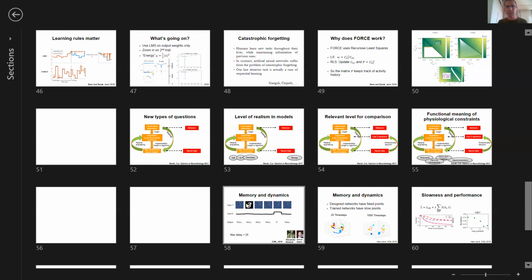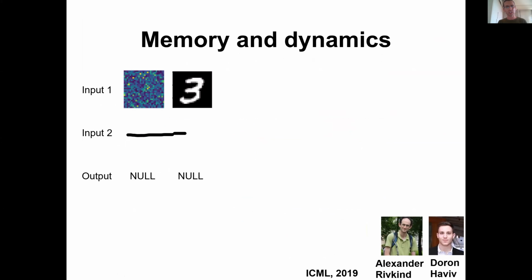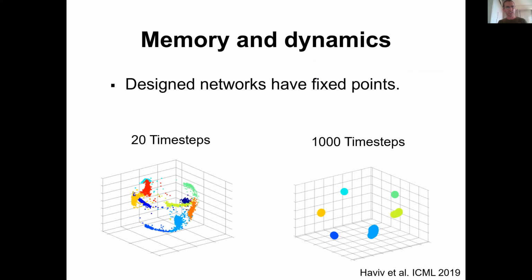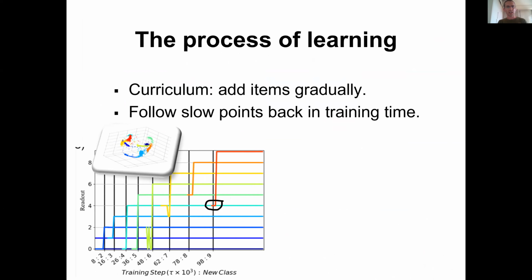As for curriculum learning, there is another work by Doron Chaviv and Sasha Rivkind, where we basically did curriculum learning, and just cut to the main thing here. So what we could see is how the curriculum causes fixed points or slow points to emerge gradually via learning, and why certain curricula are better than others.